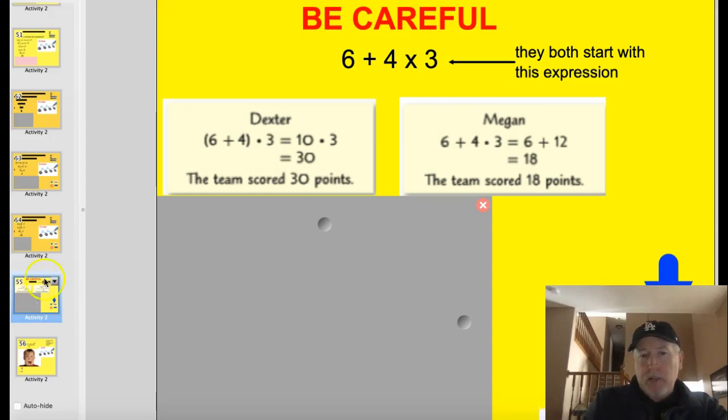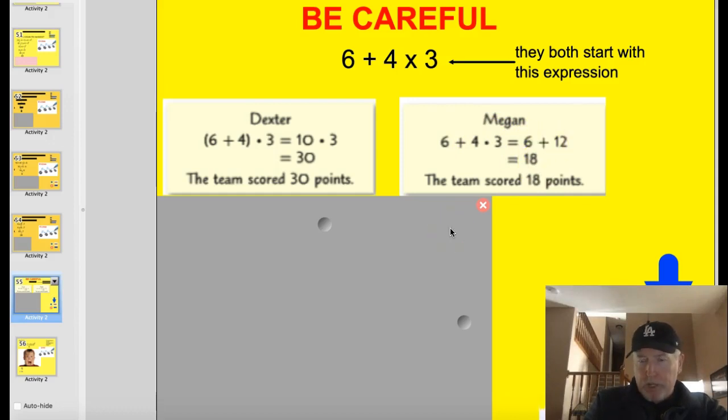All right, well, let's take a look at what Dexter did. Dexter did 6 plus 4, and he multiplied it by 3. So he had 10. Here's the 10 times 3 is 30. So he had 30 points. Megan, well, she did the 4 times 3 first to get the 12, and then she added the 6 to it, so she had 18.